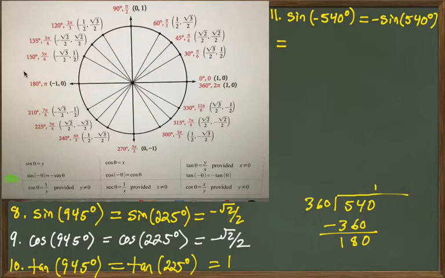Okay, so the sine of negative 540 degrees is going to be the same thing as negative sine of 180 degrees, and that y-coordinate is 0.